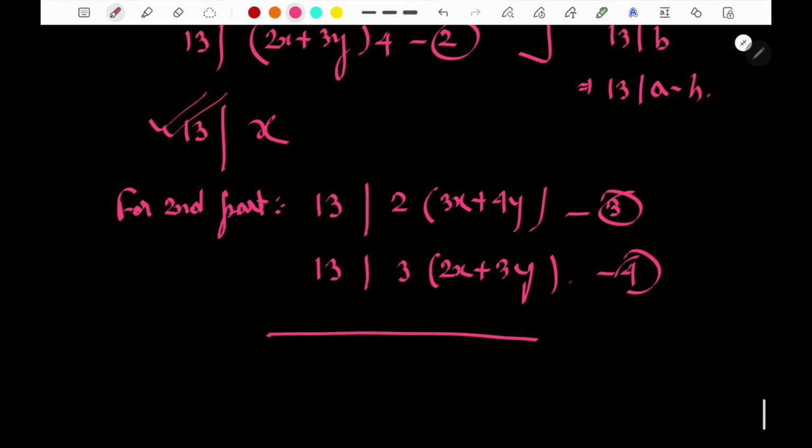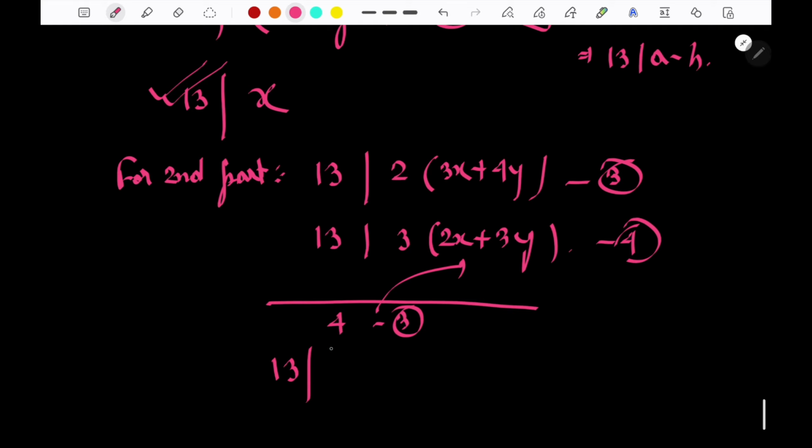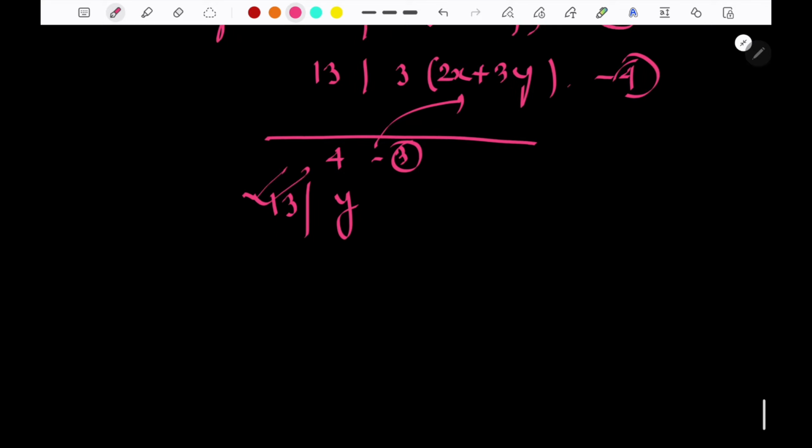Then I'll subtract 4 minus 3 on the right hand side. So 13 will divide 6x, which gets cancelled, and 9 minus 8, that is y. 13 will divide y. Superb. Done. Next.